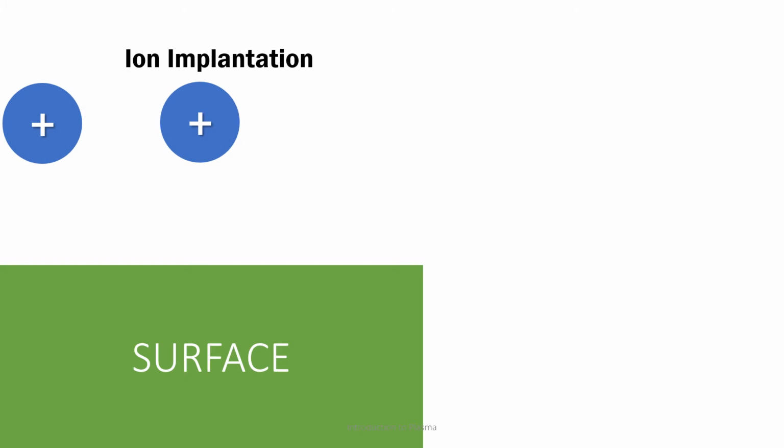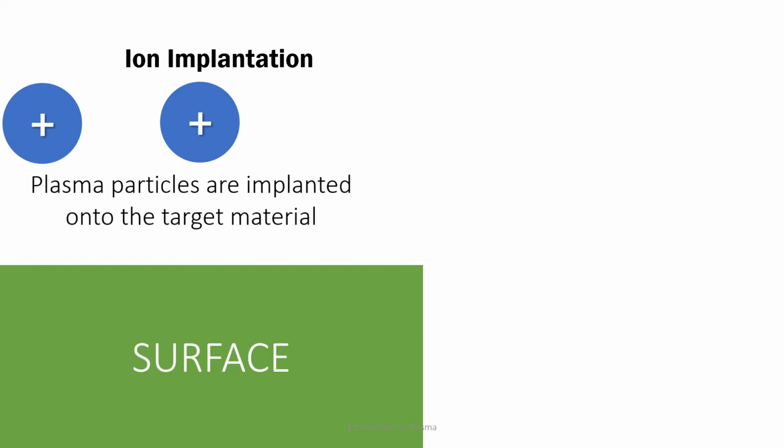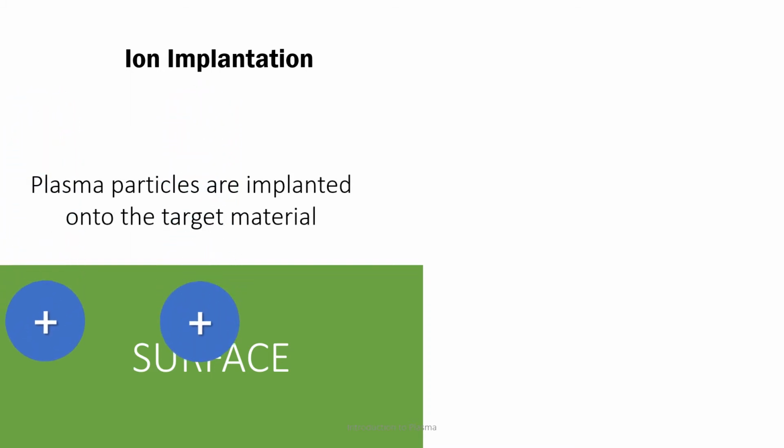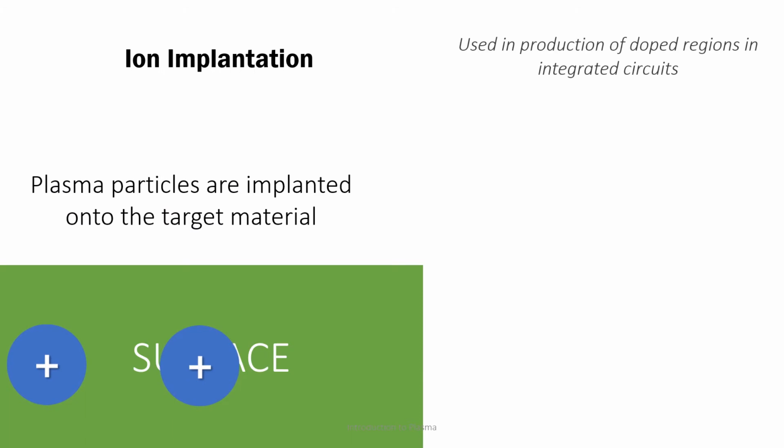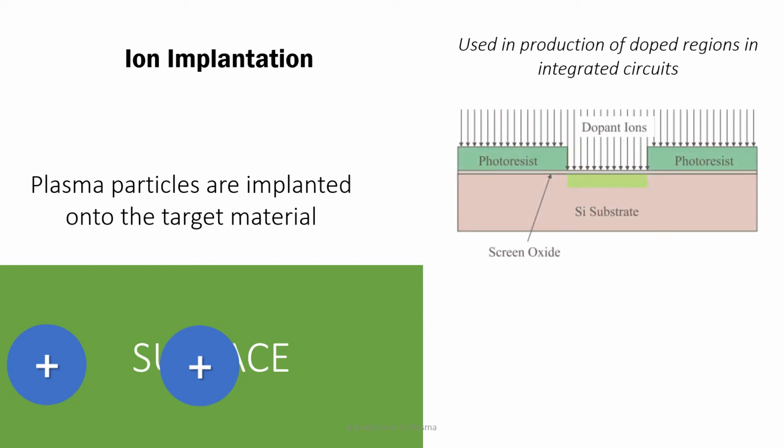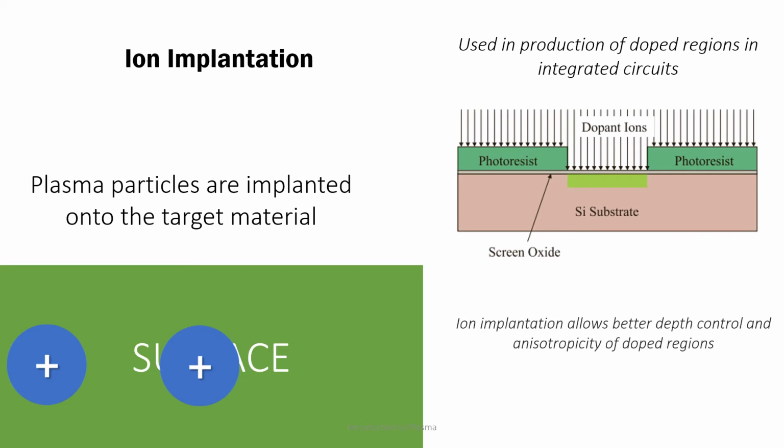Next, ion implantation. Ion implantation happens when we impart our plasma with a lot of energy. Since plasma is highly energetic, it has enough energy to penetrate your material, implanting it inside our material. This is especially useful in the production of integrated circuits since this is the primary method by which we create our doped regions, the P and N regions in our silicon. This is a preferred method over diffusion-based doping since this creates doped regions which have better depth control.